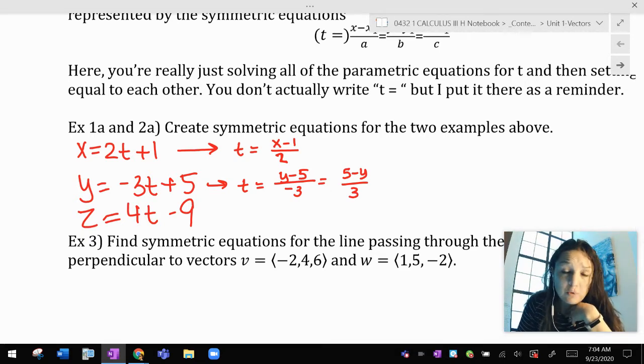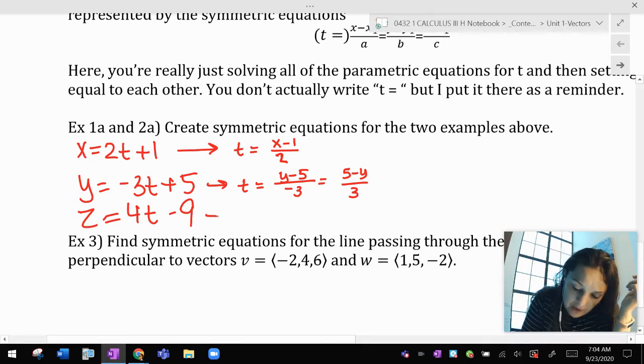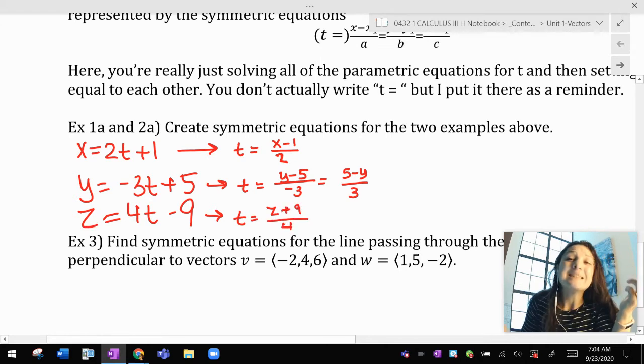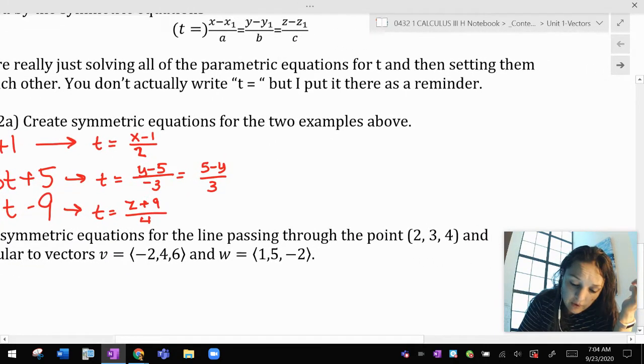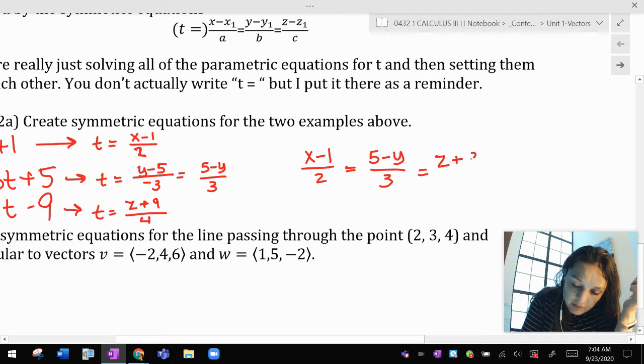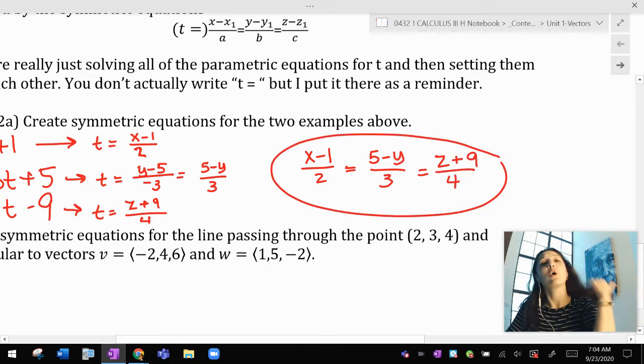I sure as heck don't mind. But you will notice in the book, they rarely have a negative on the bottom. And then last but not least, t equals (z plus 9) over 4. Since each of those are set equal to t, we can set them equal to each other. So it becomes (x minus 1) over 2 equals (5 minus y) over 3 equals (z plus 9) over 4. And that is what's called the symmetric equation of a line.